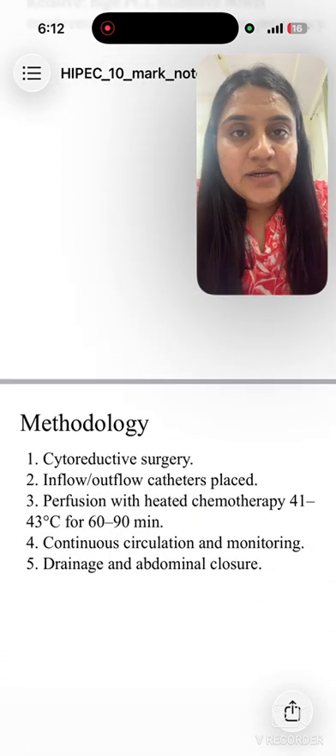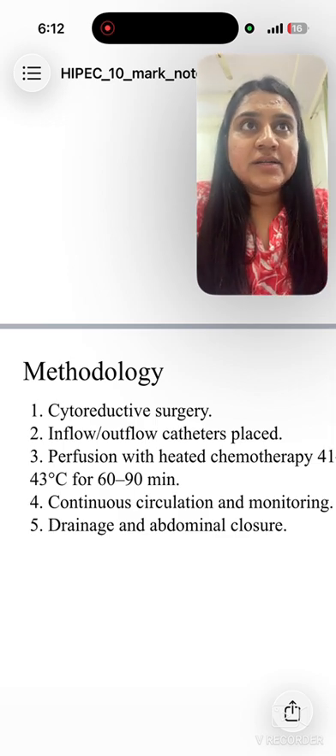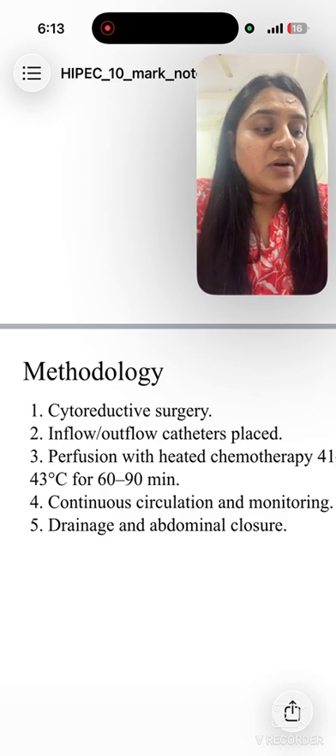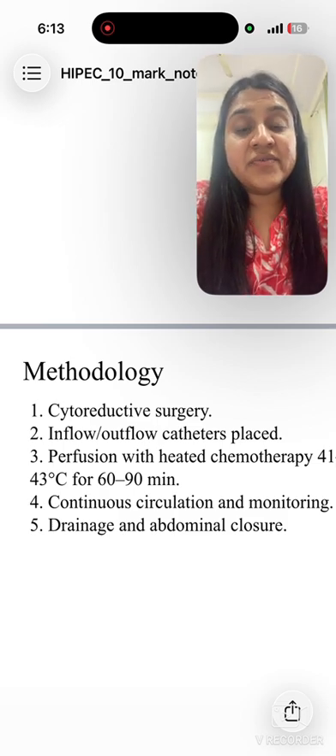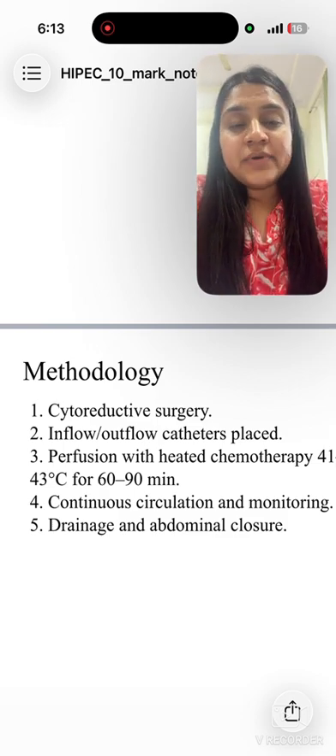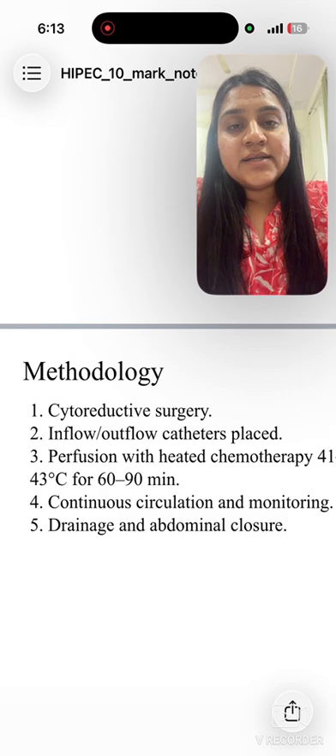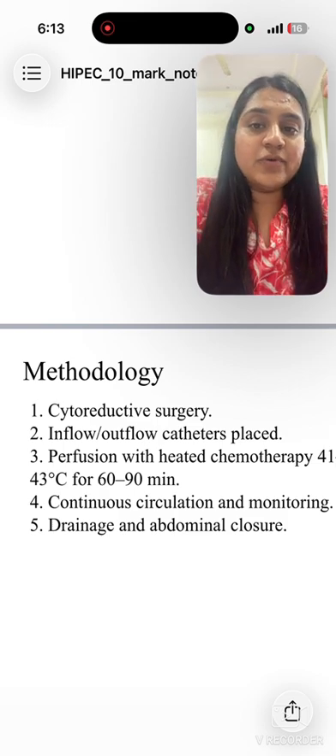So what's its methodology? What do we do in the HIPEC? We'll do the cytoreductive surgery, TH, BSO, and then we'll remove all the metastatic peritoneal implants that are visible to the naked eye. Then we'll give the HIPEC through the Baltimore machine, where two catheters are put inside the abdominal cavity, one for the inflow and one for the outflow.